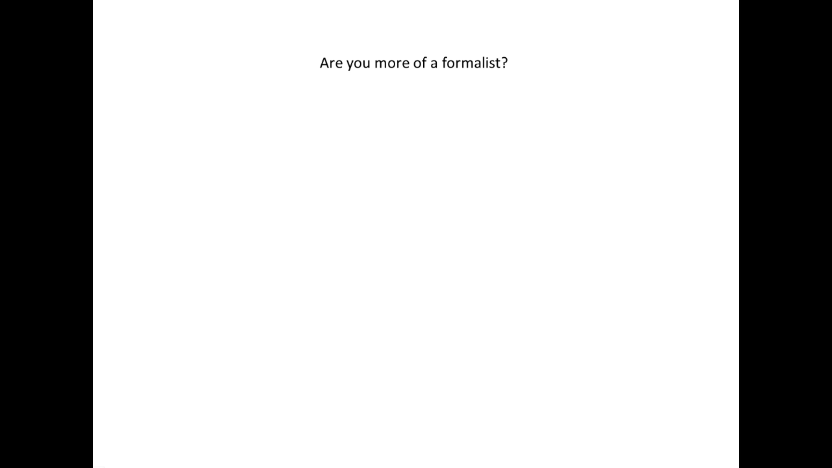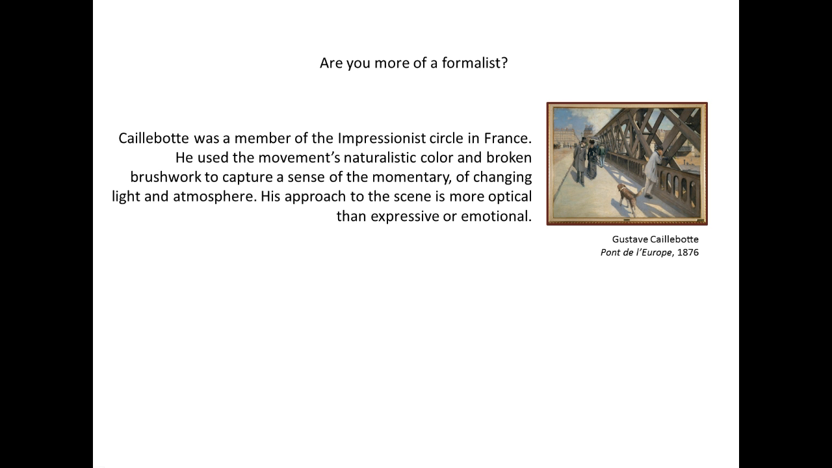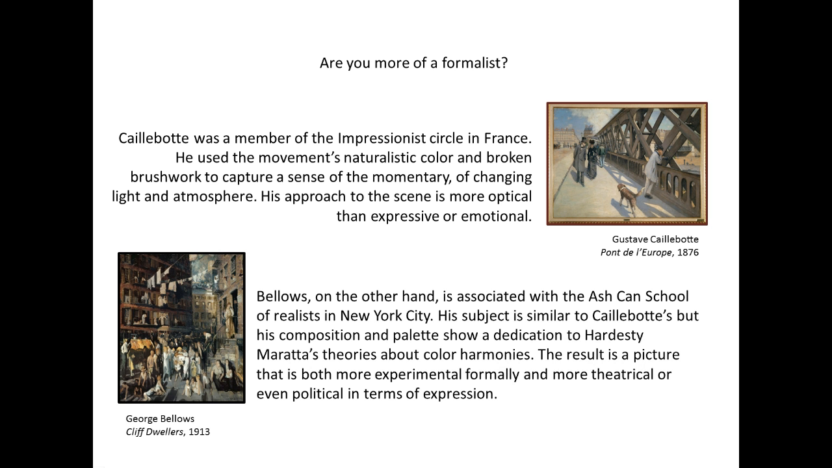Are you more of a formalist? Caillebotte was a member of the Impressionist circle in France. He used the movement's naturalistic color and broken brushwork to capture a sense of the momentary, of changing light and atmosphere. His approach to the scene is more optical than expressive or emotional. Bellows, on the other hand, is associated with the Ashcan school of realists in New York City. His subject is similar to Caillebotte's, but his composition and palette show a dedication to Hardesty Murata's theories about color harmonies. The result is a picture that is both more experimental formally and more theatrical or even political in terms of expression.